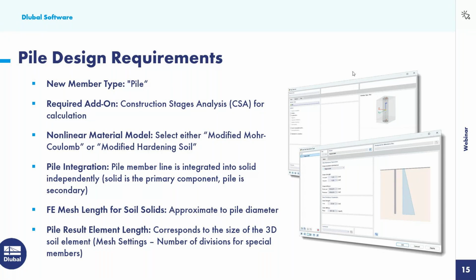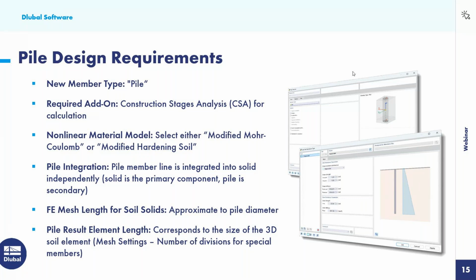The FE mesh length for the soil solid. So we talked about the FE mesh in example number 1. We want to set this to approximately the pile diameter. So that's just kind of the rule of thumb here with our 3D soil solid. The pile result element length, we want this to correspond to the size of the 3D soil element, which inevitably refers back to the pile diameter. This is also controlled in the mesh settings. We set this under the number of divisions for special members. Again, this will make more sense with our example once we get into it.